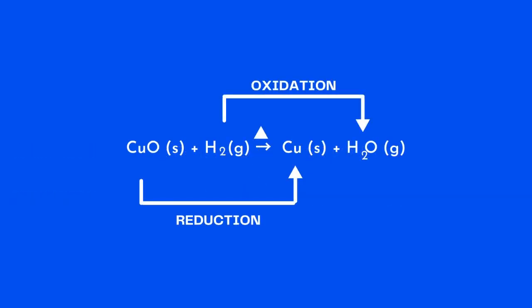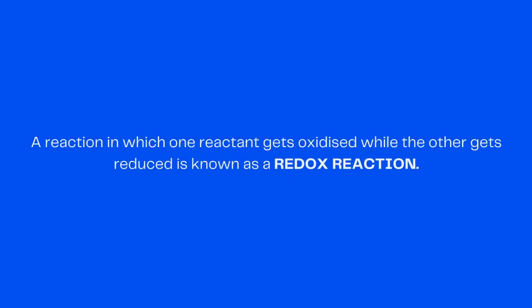In this reaction we see that there is both oxidation happening and reduction also happening. In the oxidation, H2 gains O to form H2O, and the CuO loses O to form Cu. So a reaction in which both oxidation and reduction occur is known as a redox reaction.